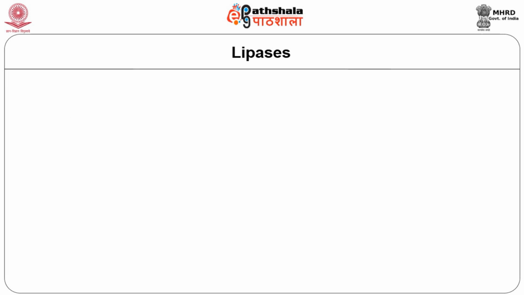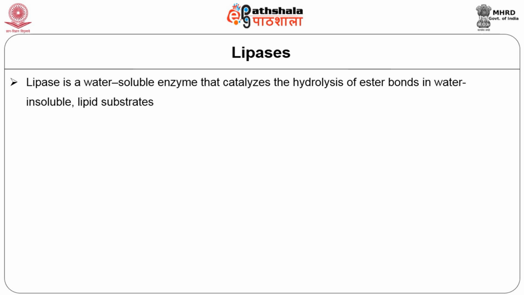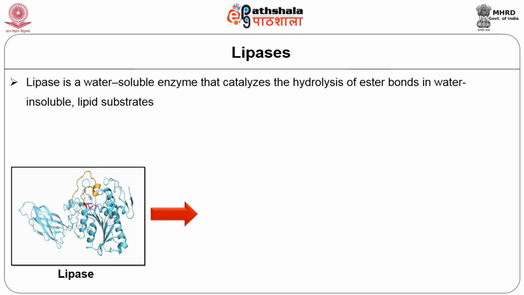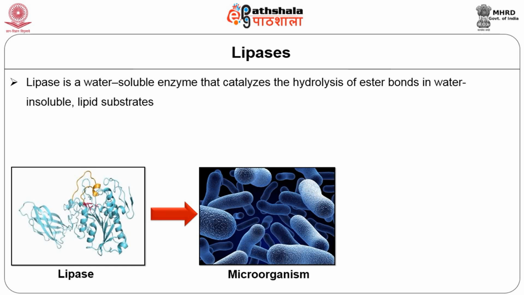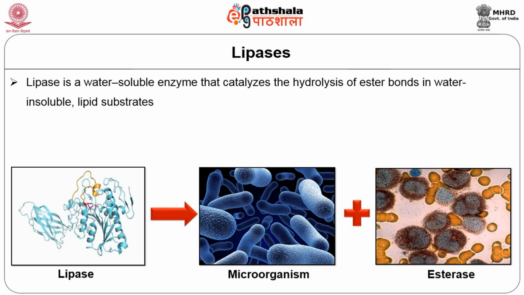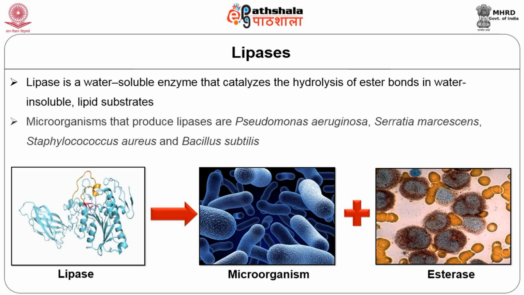Lipases. The next enzyme which plays an important role in food processing is lipase, which is a water-soluble enzyme that catalyzes the hydrolysis of ester bonds in water-insoluble lipid substrates. Lipases are produced by microorganisms individually or together with esterase. Microorganisms that produce lipases are Pseudomonas aeruginosa, Serratia marcescens, Staphylococcus aureus and Bacillus subtilis.